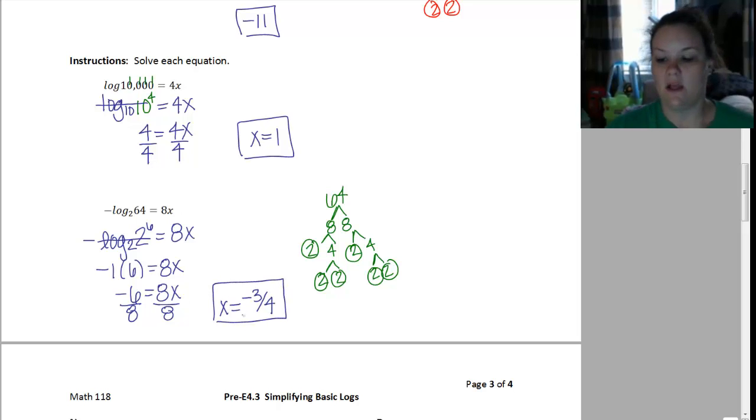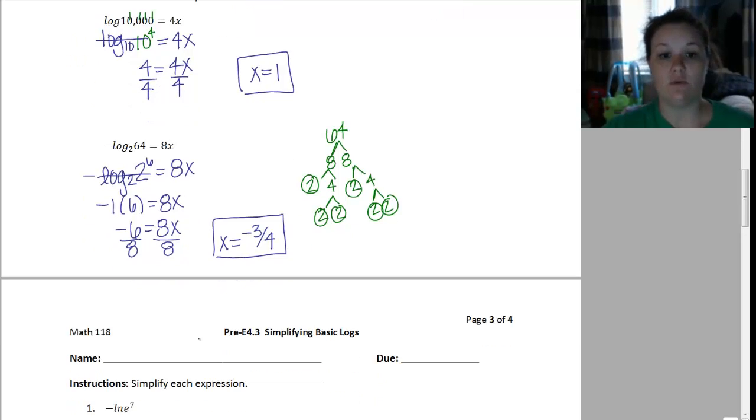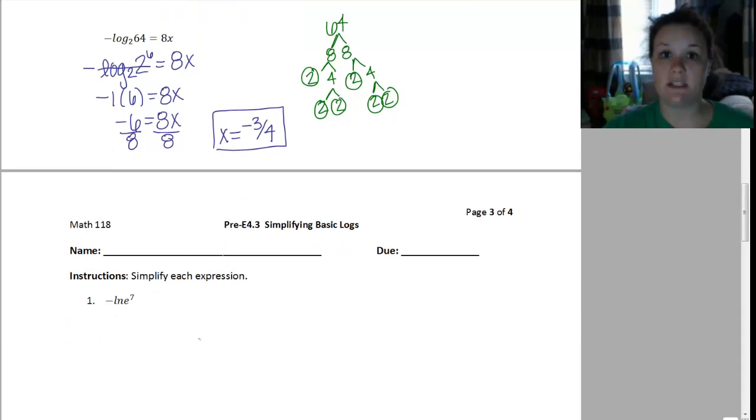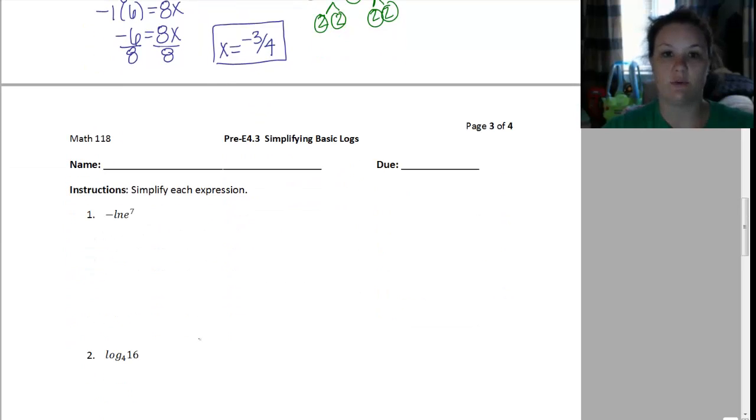Okay. So that's all of PreE-4.3, which is simplifying basic logs. You do have a worksheet for this assignment, which is on pages 3 and 4 if you're working out these notes. If you don't have these notes, you can print it off of the Math 118 worksheets tab in your MyMathLab. Okay, so do this by hand, scan and email it to me. Let me know if you have any questions.